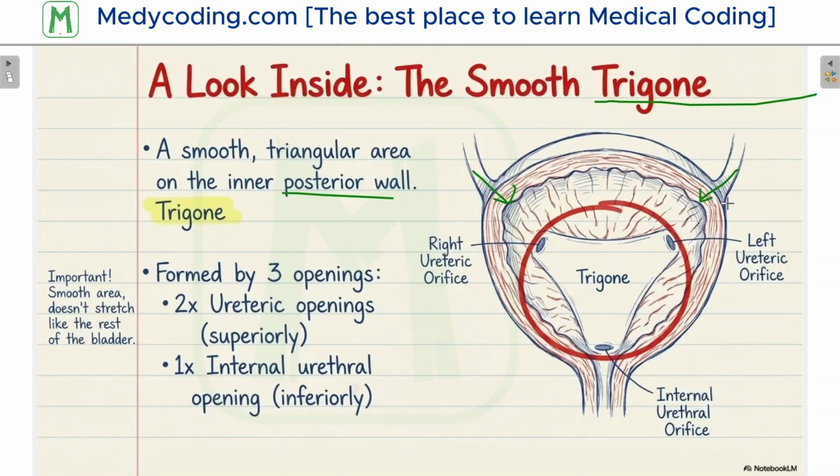You can see it here. This is the right ureteric orifice and this is the left ureteric orifice. And similarly, the urethra arises from the bladder at the internal urethral orifice. So all three orifices make a triangle shape in the posterior region. So this region is known as trigone.